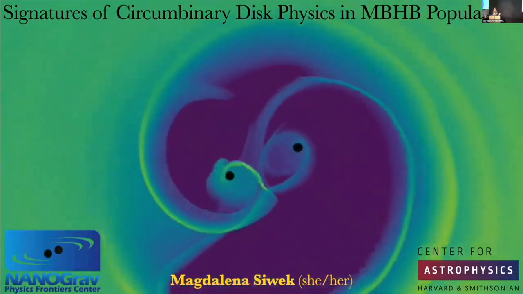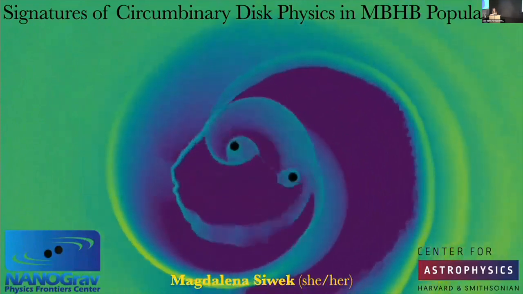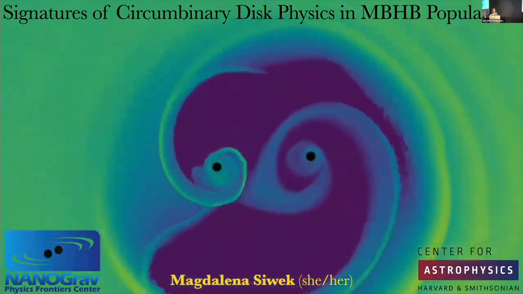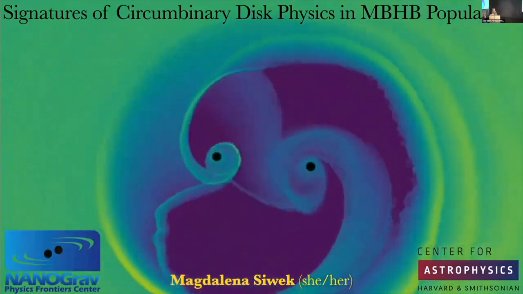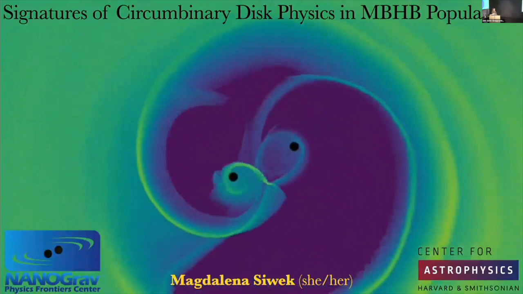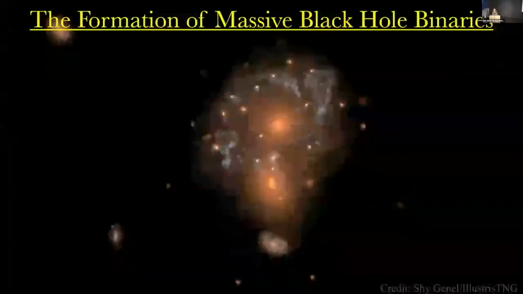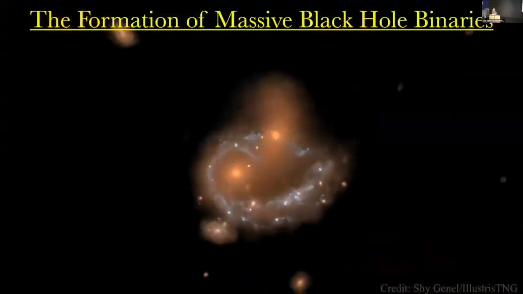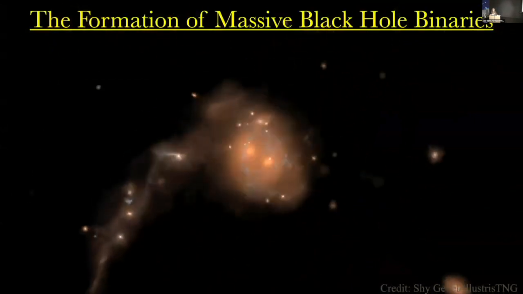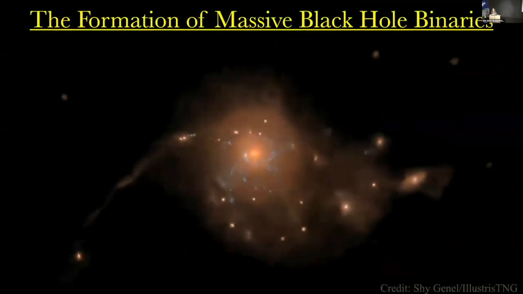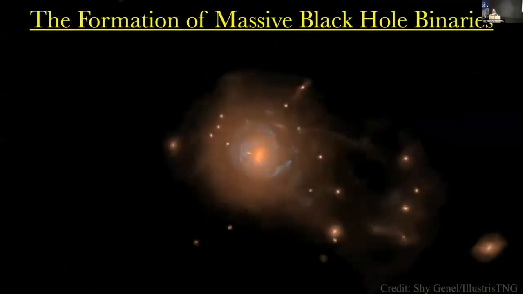So I want to talk about circumbinary disk physics and how the physics that we see in hydrodynamic simulations of these systems can actually imprint itself on the massive black hole binary population that we're about to see. I don't think this slide is necessary at this point, but we think that massive black hole binaries form as a result of the mergers of galaxies, right?